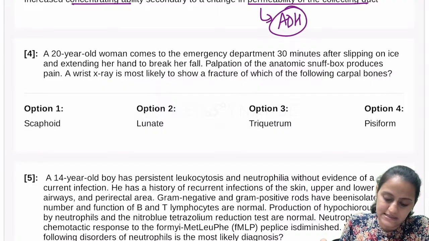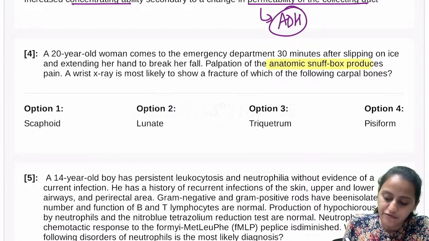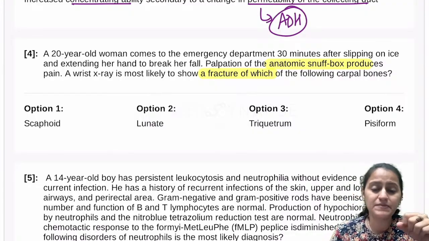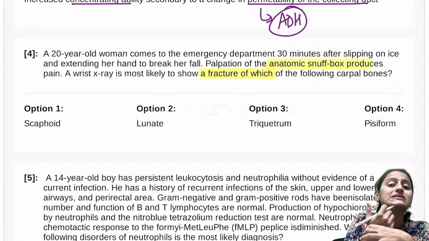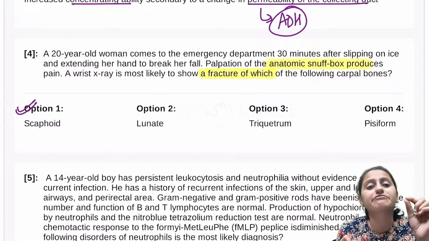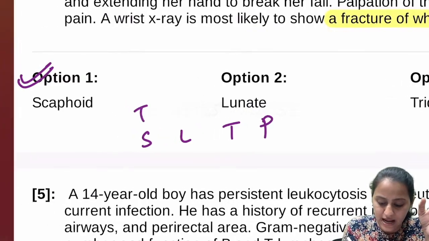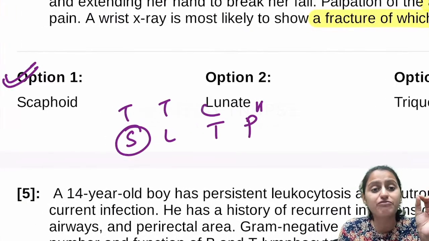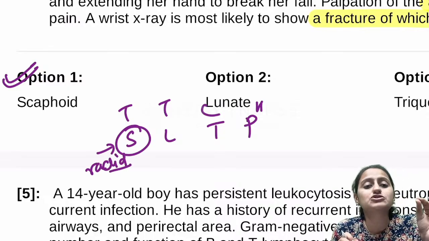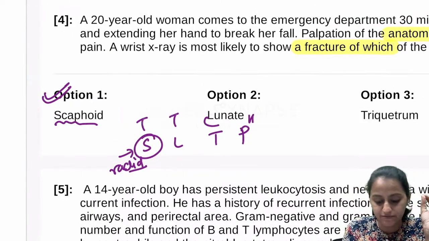A 20-year-old woman slipping, and there is anatomical snuff box tenderness. So fracture of which bone? Very, very important, and it's like a PYQ that has been asked in a previous exam. Anatomical snuff box is present here near the thumb. So on the radial side, you have what bone? That is scaphoid. Remember the carpal bones mnemonic? She looks too pretty, try to catch her. So scaphoid, which is on the thumb side, the radial side, will produce anatomical snuff box tenderness. Okay, scaphoid fracture will produce anatomical snuff box tenderness.